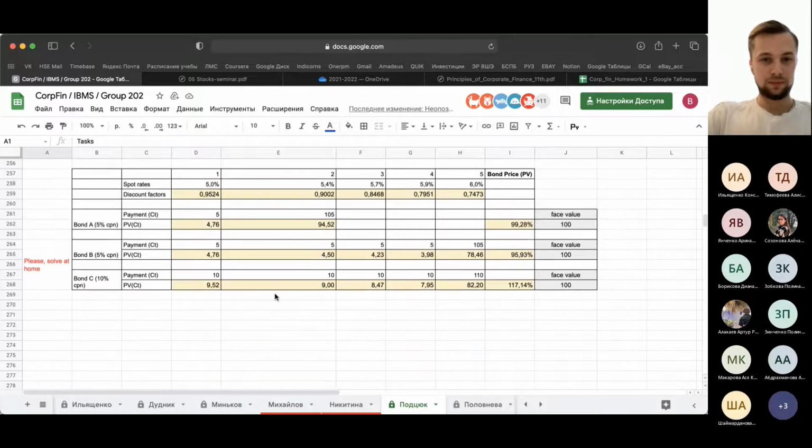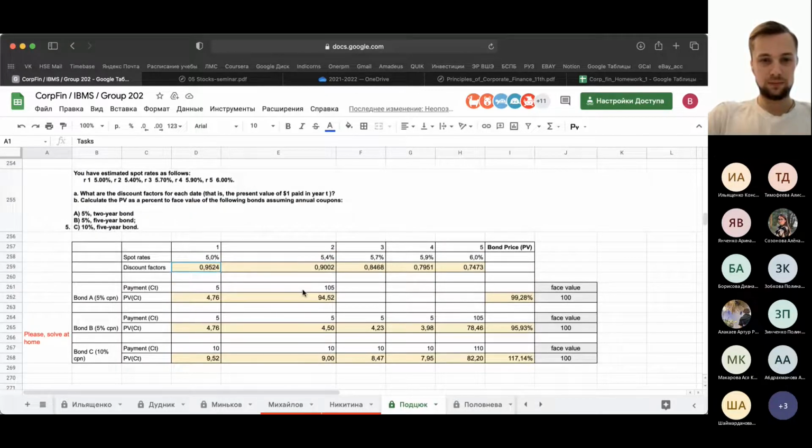So the first step was to find discount factors. The formula is 1 divided by 1 plus the spot rate, for period 1, 2, and so on. The important point here is that the discount factors for every period are different.